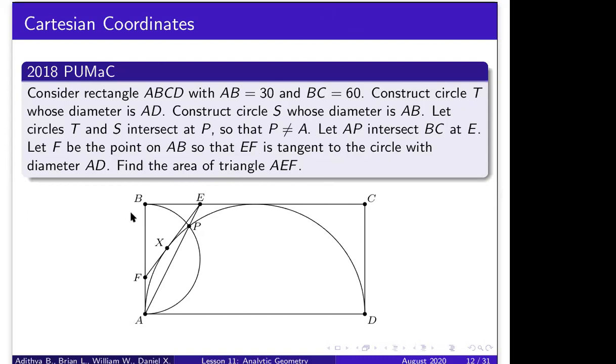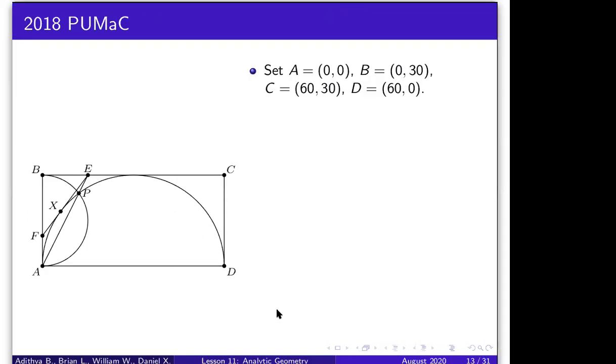Okay, so let's get started. So I think people have a good idea of where to put our axes. So we'll let A be the origin, and then AD can be the x-axis and AB can be the y-axis. So we have these coordinates for A, B, C, D. And so the first thing we need to do is find the coordinates of P, because once we have the coordinates of P, then we can find E and F. So how would we go about finding the coordinates of P?